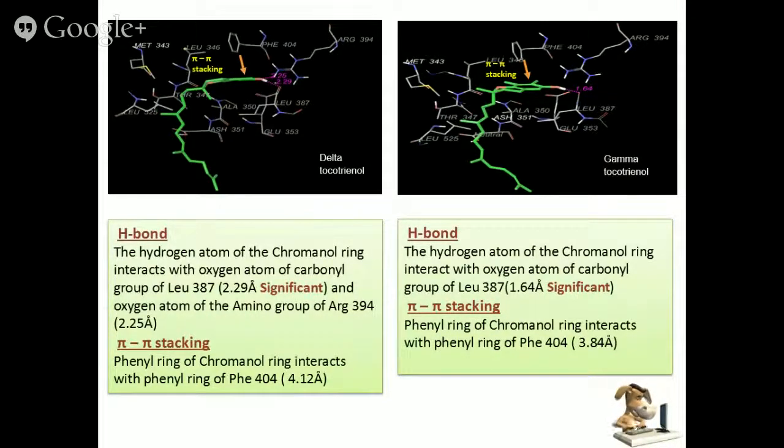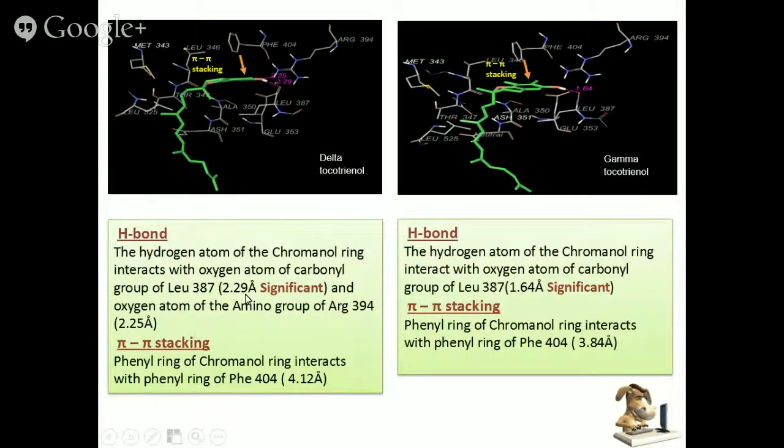What is the significance of these? In real studies, when they did it in vivo and in cell lines, they found that gamma tocotrienol and delta tocotrienol may exhibit more effect on killing or decreasing the proliferation of breast cancer cells of different types. And here they are also showing more pi-stacking and more hydrogen bonds.